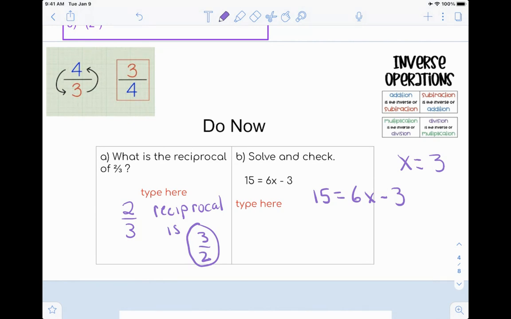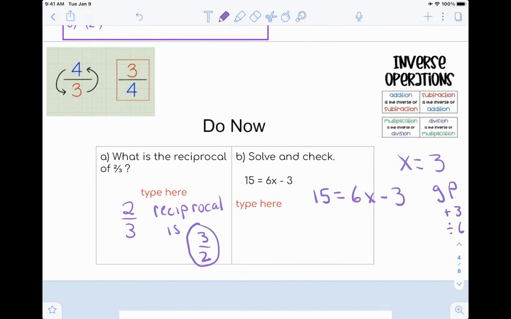So if you remember, in class, we like to talk about a game plan. Our game plan is the steps that we're going to use and the order that we're going to use them in to solve this equation. So the first thing we want to do is undo our subtraction by adding 3 to both sides. And then we want to undo our multiplication by dividing both sides by 6.